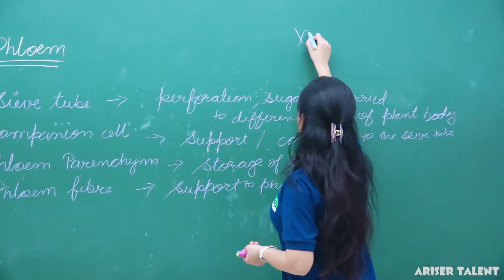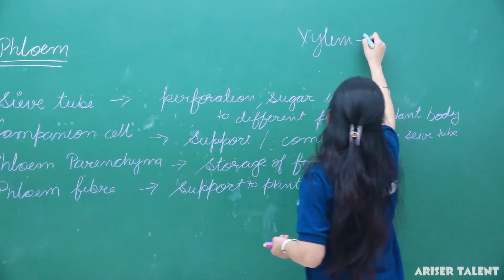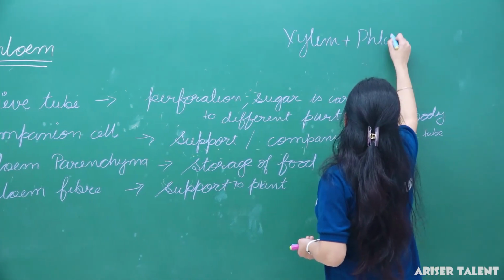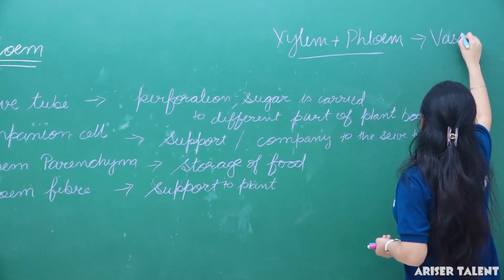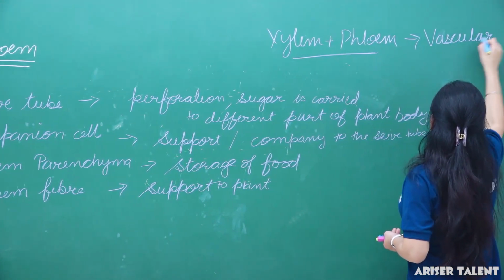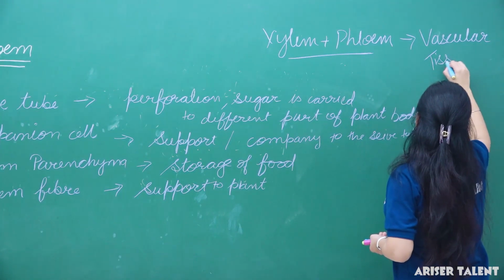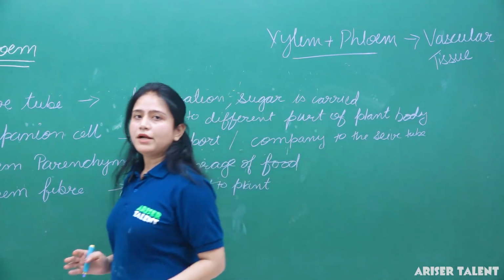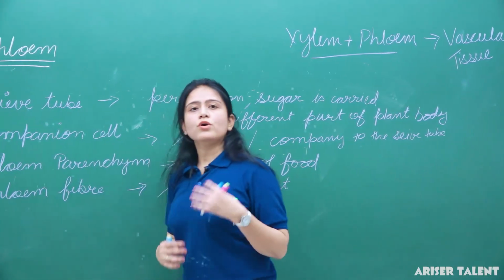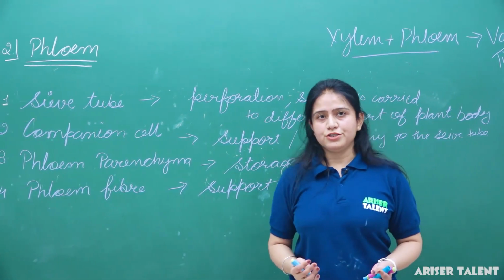Xylem and phloem tissues together are called vascular tissues. So this was the complete explanation of the plant tissues. What are the different parts? What are the different functions of the plant tissues? Thank you.